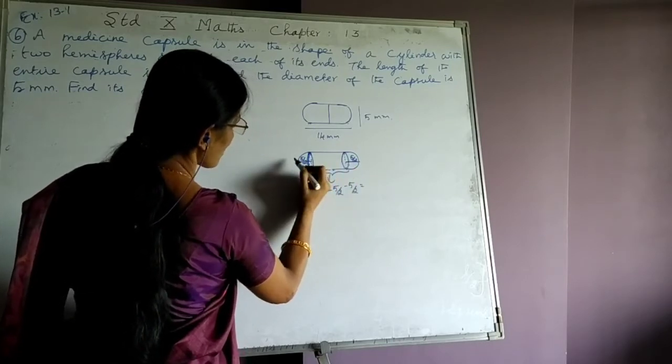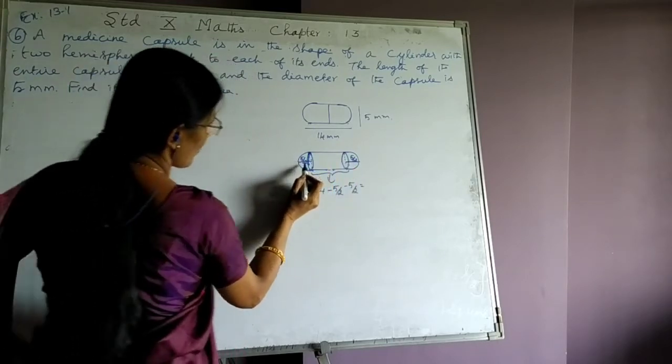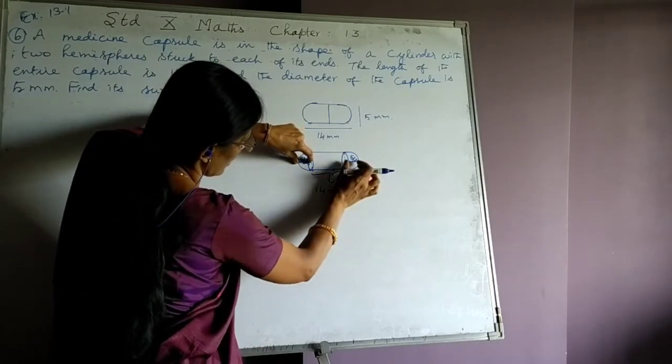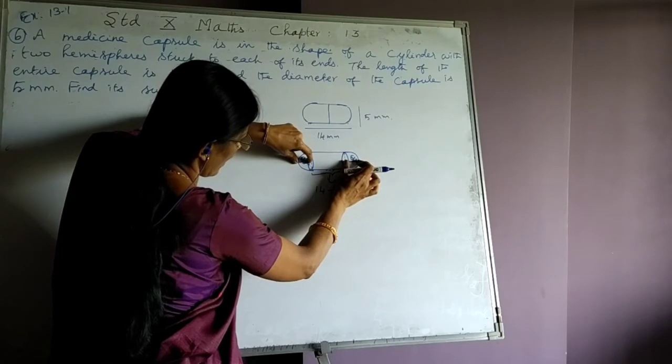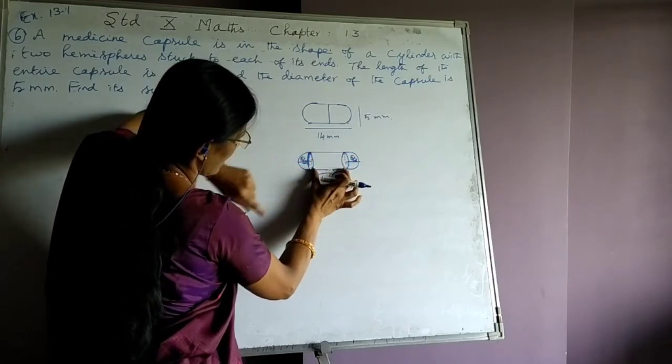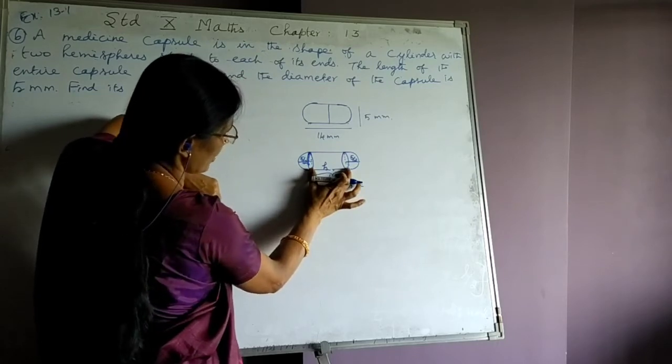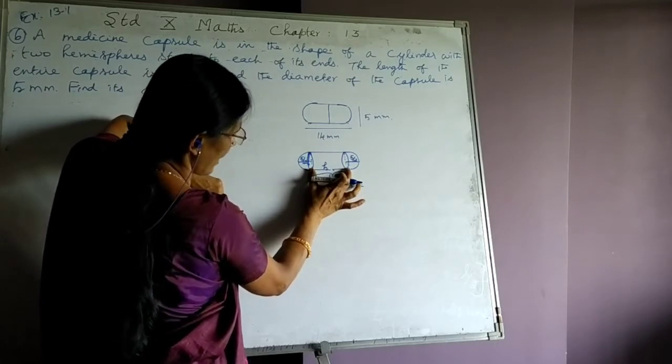An identical hemisphere is on this side. This is also 5 upon 2. So this is the radius of one hemisphere. This is the radius of another hemisphere. If you consider this portion, this is called what? Height of the cylinder. Here to here is the height of the cylinder. So how to get the height of the cylinder?